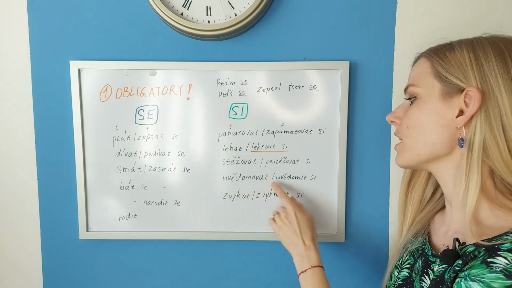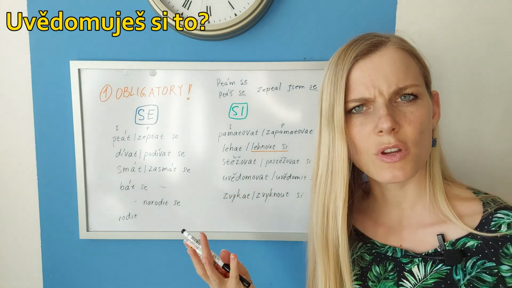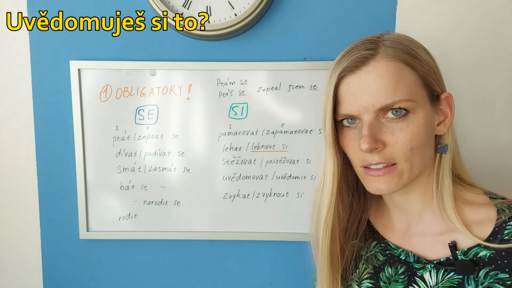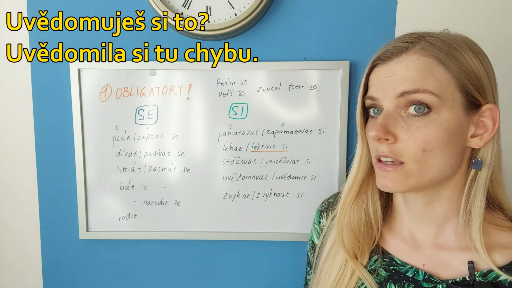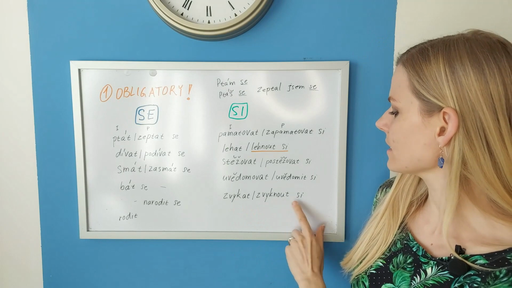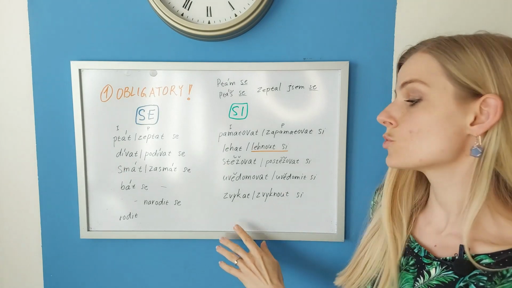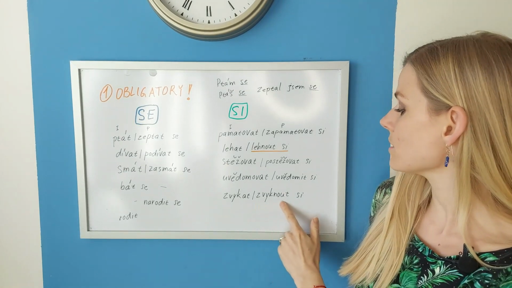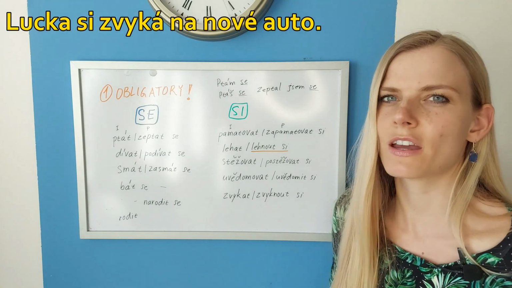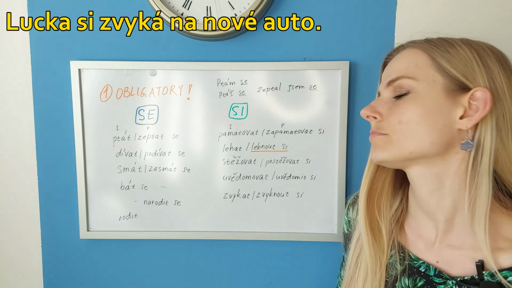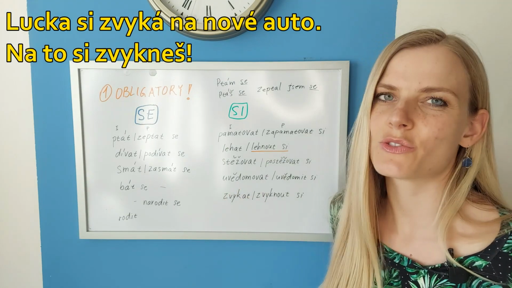Uvědomovat si, uvědomit si. To be realizing and to realize. Uvědomuješ si to? Do you realize that? Uvědomila si tu chybu. She realized that mistake. Zvykat si, zvyknout si. To be getting used to and to get used to. Lucka si zvyká na nové auto. Lucka is getting used to a new car. Na to si zvykneš. You'll get used to it.